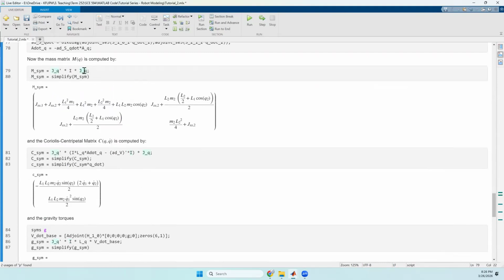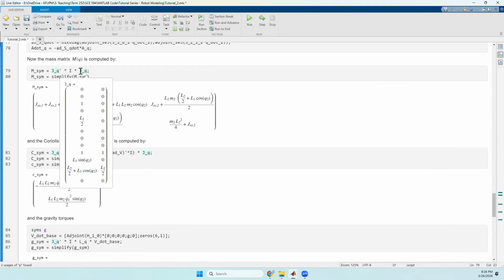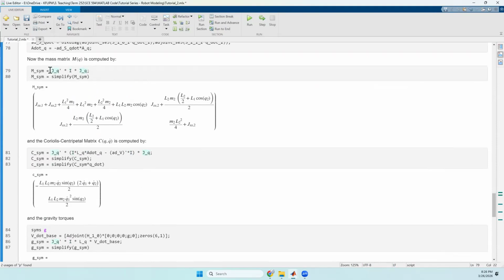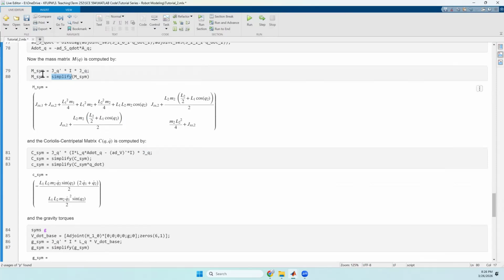And then we have the J here, which is a 12 by 2 matrix, so in general a 6n by n matrix. If we multiply these, we find J transpose multiplied by I multiplied by J. In the end, this is the definition of the mass matrix, and we're going to simplify it a little bit. And this is how it looks.